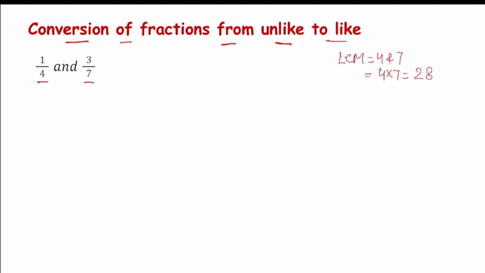So here we want the denominator as 28. To make 4 as 28, we have to multiply by 7. If we multiply 7 in the denominator, we have to multiply 7 in the numerator as well. So here we have 1 times 7, which is 7 over 28.